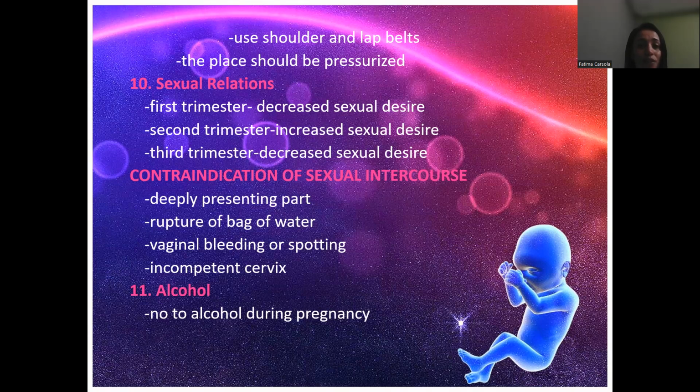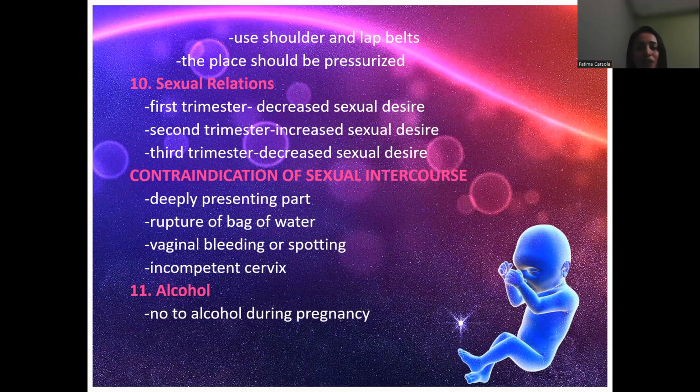Actually, there are other terms for incompetent cervix. It is called your premature cervical dilatation. It is called as your preterm cervical dilatation and your cervical insufficiency. What is again? Incompetent cervix or cervical insufficiency, preterm cervical dilatation, or premature cervical dilatation.